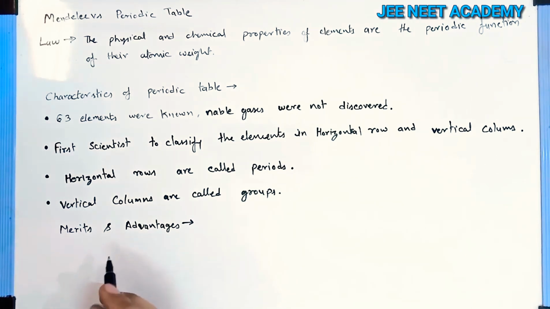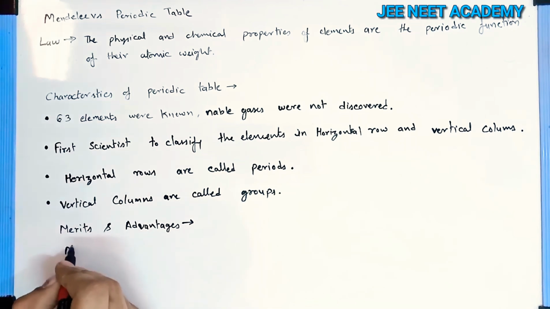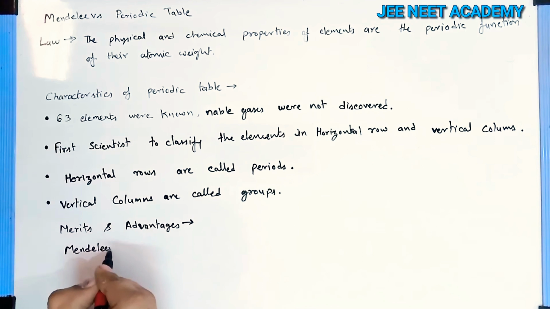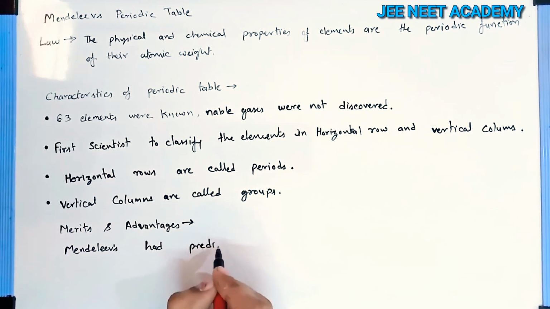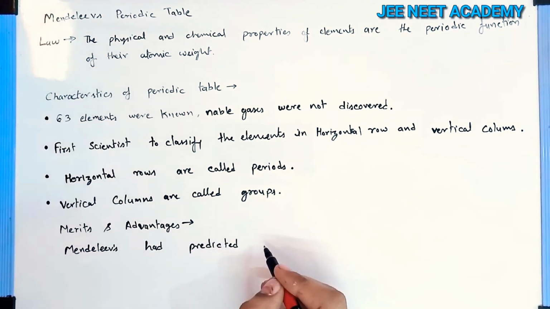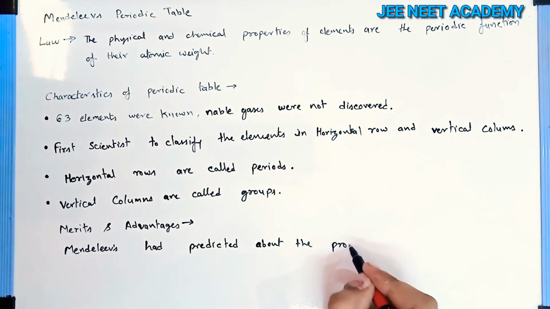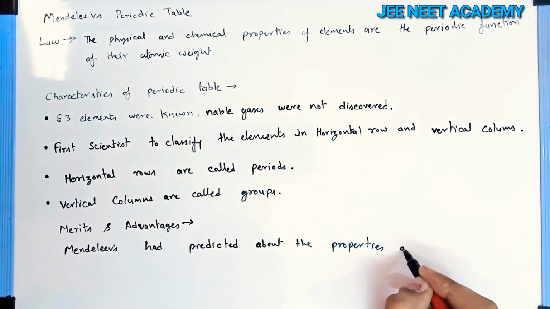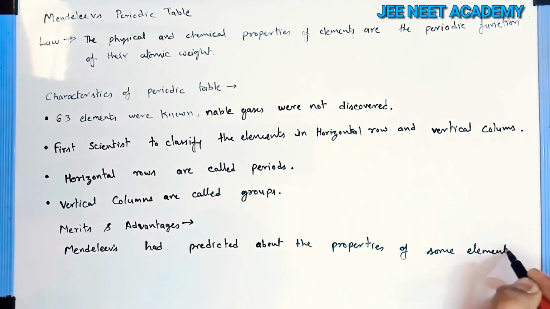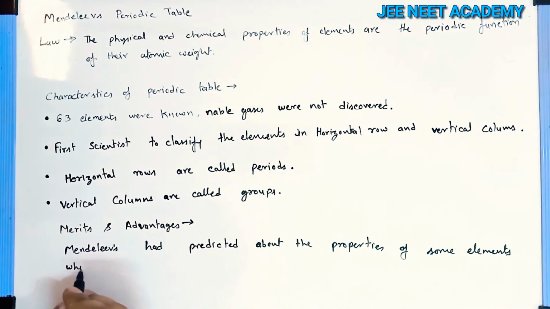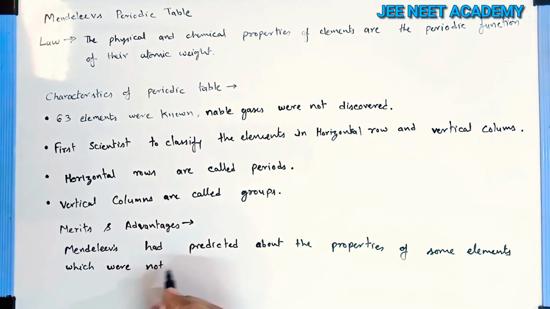So in merits and advantages, we'll write: Mendeleev had predicted the properties of some elements which were not known at that time.